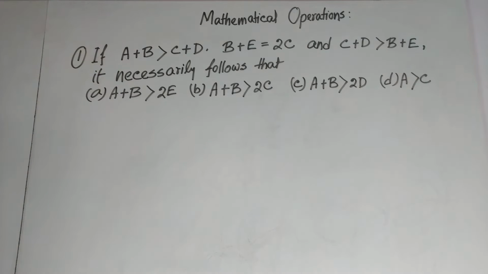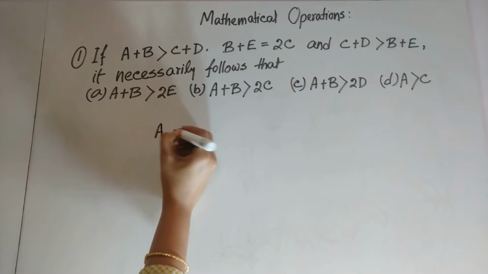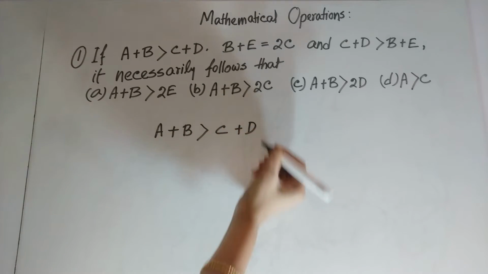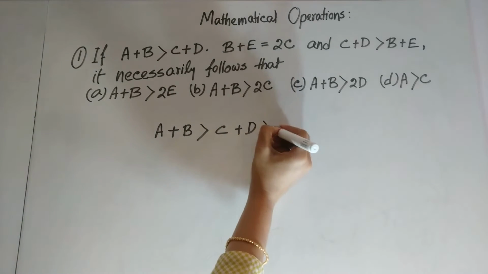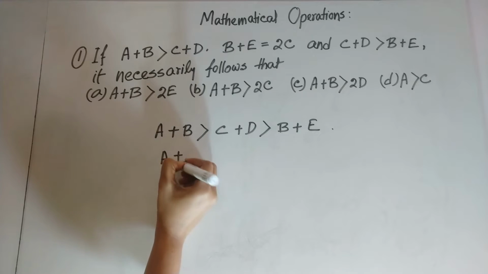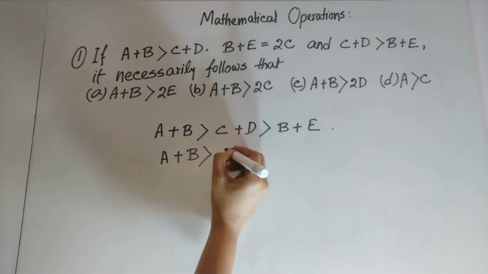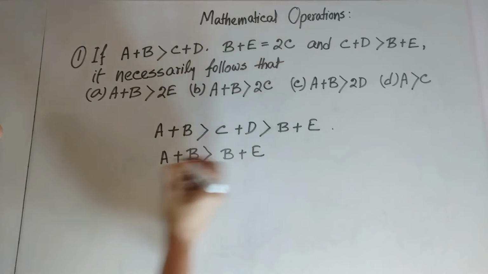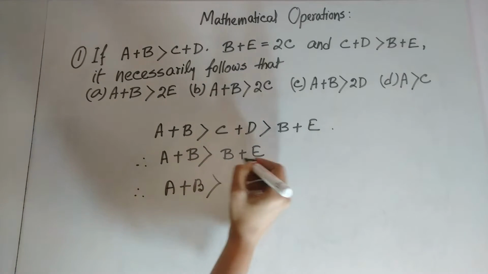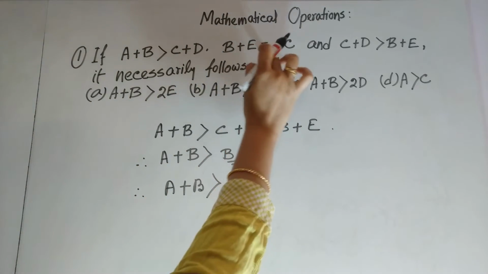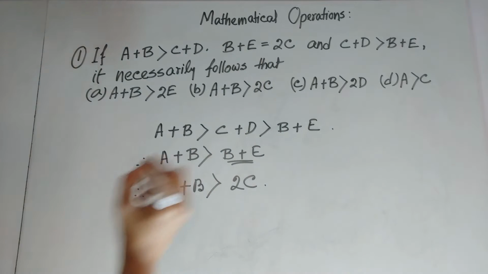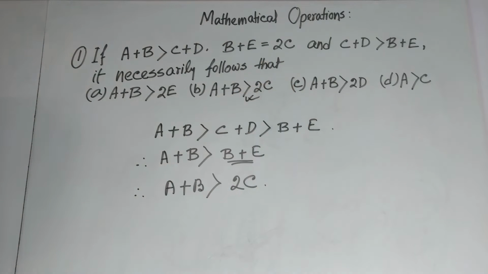Here, a plus b is greater than c plus d, and c plus d is greater than b plus e. Therefore, a plus b is greater than b plus e definitely. Therefore, a plus b is greater than b plus e, which is equal to 2c. Therefore, a plus b is greater than 2c. Therefore, b will be the answer.